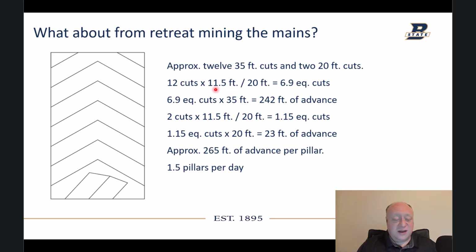So we can do the same thing again. The pillars are a little bit longer. We get basically an additional cut. So we're looking at about 6.9 equivalent cuts or 242 feet of advance. In the pillar itself, we add on that additional 23, and that gives us about 265 feet of advance to extract that pillar, and that's a rate of about 1.5 pillars per day.